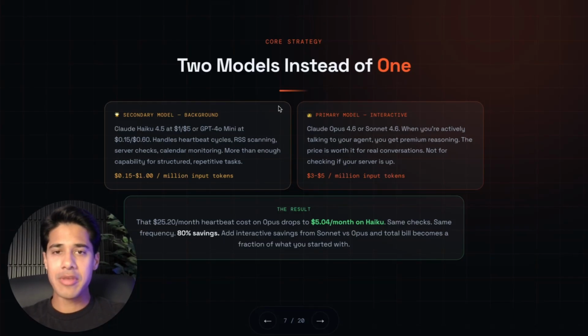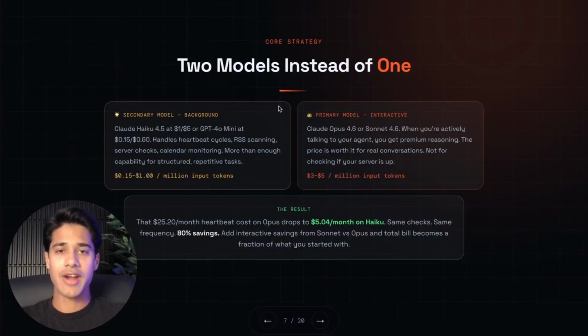These have completely different quality requirements, and paying the same rate for both is like taking a limousine to your mailbox. For the heartbeat and background tasks, you want to use a cheap model, something like Claude Haiku 4.5 at $1 input, $5 output, or 4.0 Mini at 15 cents and 60 cents.